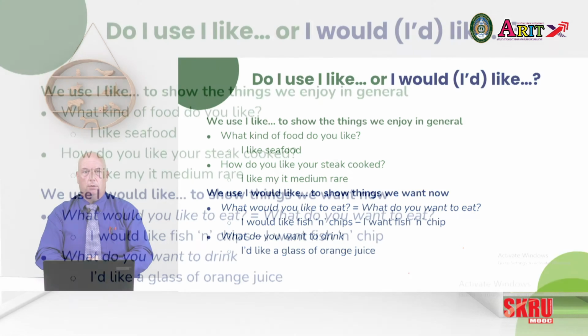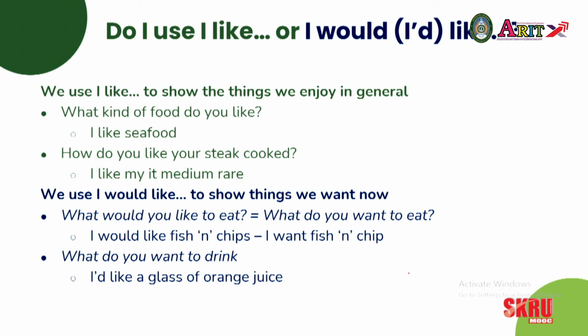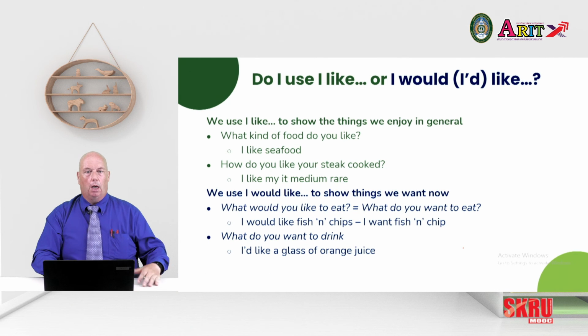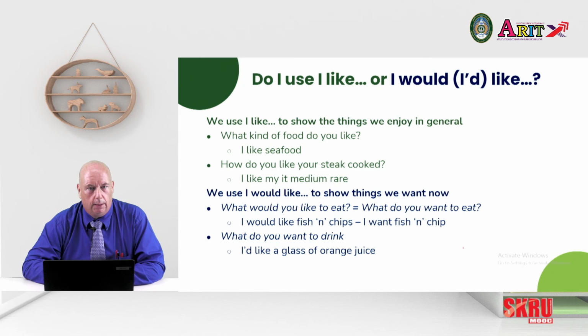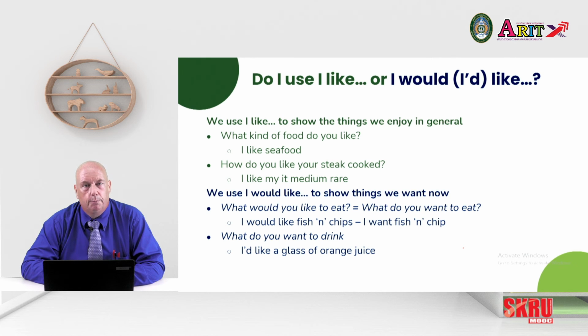The I would like, or I'd, the contraction, is to show things that we want right now. What would you like to eat? What do you want to eat? They basically mean the same thing. I would like fish and chips. I want fish and chips. So these are the I like. Generally, I would like is I want. What do you want to drink? I'd like a glass of orange juice. I would like a glass of orange juice. Okay, so be careful using I like or I would like.